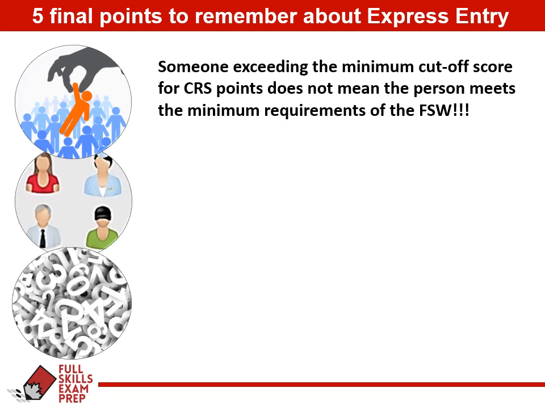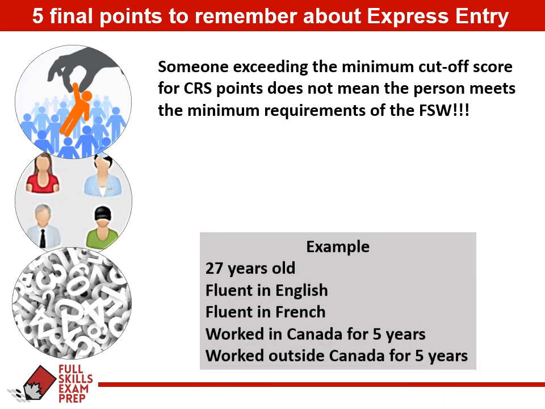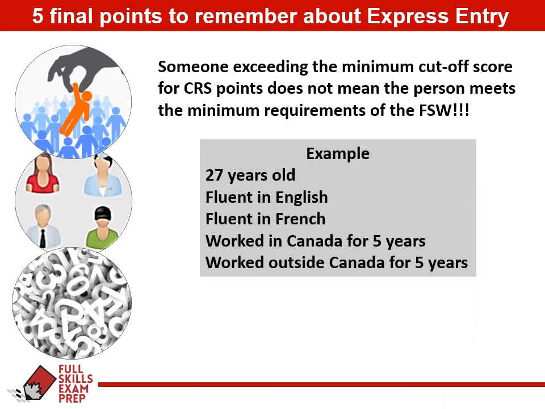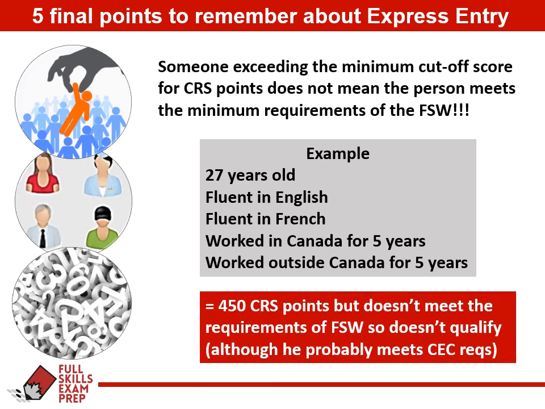So another really important lesson regarding Express Entry is to remember to do everything step by step when you're analyzing if someone can immigrate to Canada through Express Entry or not. If someone meets the required CRS points, that means you're sort of moving one step ahead. And let's take a look at an example here. So somebody who worked in Canada for 5 years, worked outside Canada for 5 years, is fluent in both official languages, and is 27 years old. If you analyze this quickly in the CRS points system, you might say, well, yes, this person has 450 points.